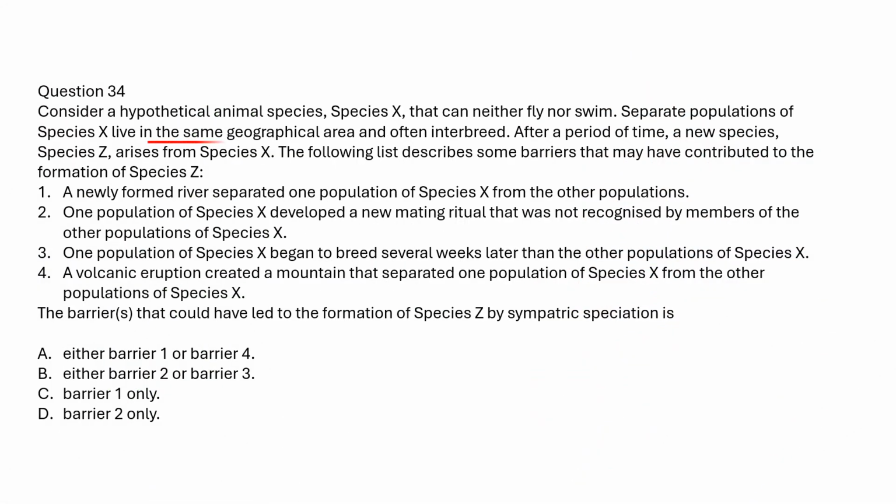Separate populations of species X live in the same geographical area and often interbreed. After some time, a new species, species Z, arises from species X. The same geographical area means that geographical isolation is not a factor in the evolution of a new species. This is sympatric speciation because species Z developed from species X in the same area.